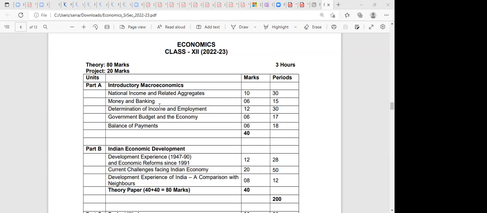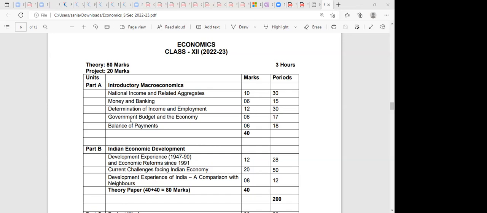Next is money and banking, which is for 6 marks. In money and banking, you'll be studying what is money, what are types of money, what is a bank, what are types of banks, how banks control credit and all that. Next is determination of income and employment, what should be the income, what should be the employment, in relation to supply and demand. That will be for 12 marks.